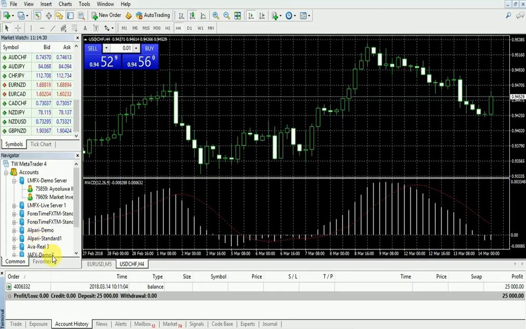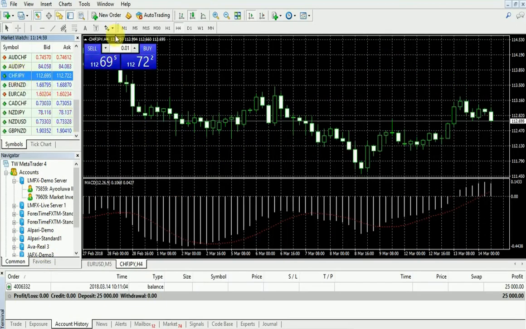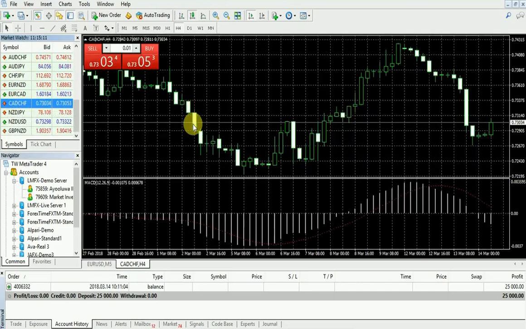You can actually move from one broker to the other. All you have to do is just double click here, and then this is a chart of CHF JPY. If you want to move the chart to, let's say, the CHF, you click on it and you drag it and you drop it here.